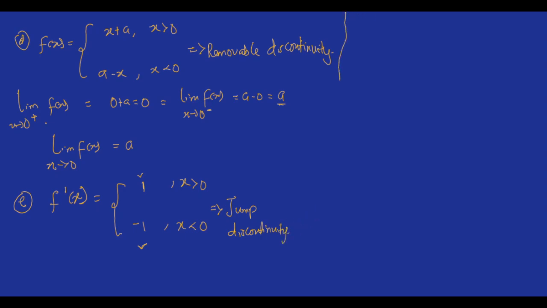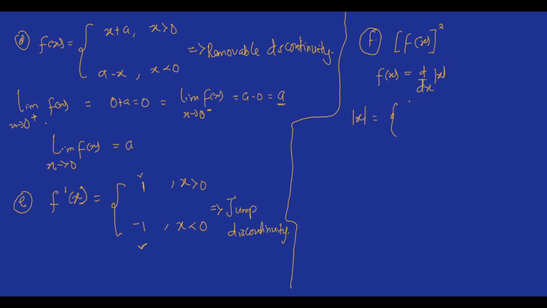For the last function that we'll be considering here, it is said that we should find discontinuities in f of x all squared, where f of x is the derivative of absolute value of x. Now, absolute value of x is defined as minus x for x less than 0, is defined as x for x greater than 0, and is defined as 0 at x is equal to 0. So now f of x is defined as the derivative of absolute value of x.